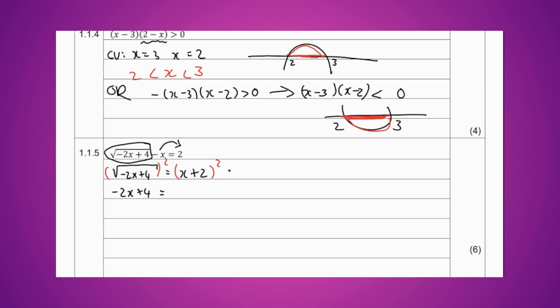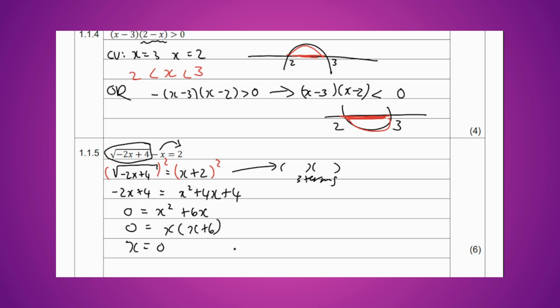And then you multiply this out. Remember, it's 2 of the same brackets. So you have 3 terms as an answer. Take everything to the same side. I would move these two just so this stays a positive, but it doesn't really matter. You go factorize. So you get answer x is 0 and x is negative 6.